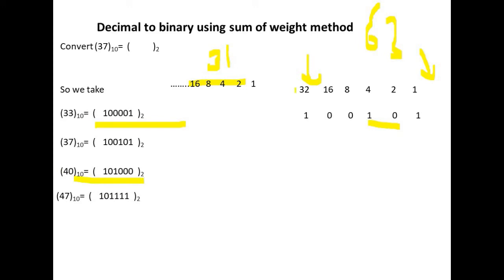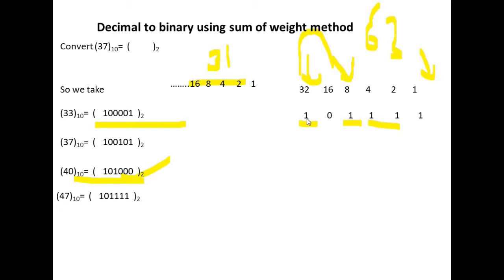Now come to 40. How would we get 40? We see here 32 and 8. This is going to give us 40. So the 32 and 8 positions are given as 1, and the rest will be put 0. So 40 is given as 101000. It's written here.